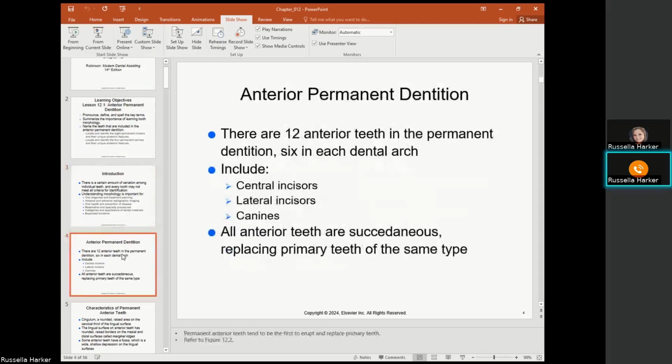When we're looking at anterior permanent dentition, there are 12 anterior teeth in the permanent dentition, 6 in each arch. They go from canine to canine. So they include the central incisors, the lateral incisors, and the canines. All anterior teeth are succedaneous, meaning they replace primary teeth of the same type. Permanent anterior teeth tend to be the first to erupt and replace primary teeth. And generally, it is the mandibular central incisors that are the first to be replaced.